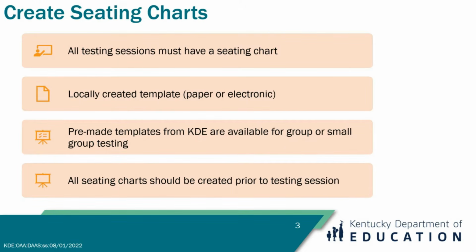Sometimes the DAC or BAC will supply the teacher or test proctor with a locally created seating chart template, especially if your room arrangement is significantly different. Example templates created by KDE are available on the KDE webpage. If you want to create your own seating chart templates, certain information must be included.